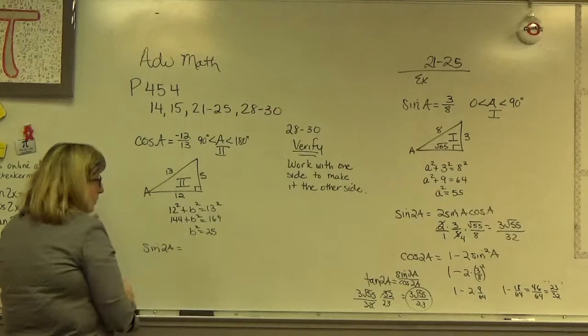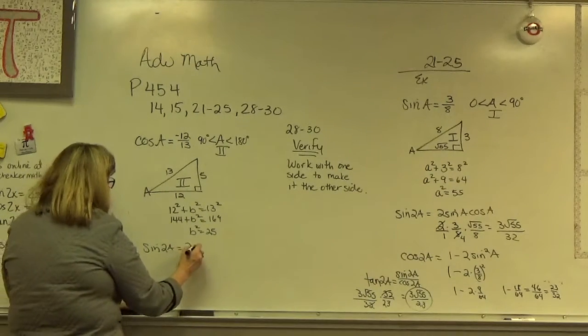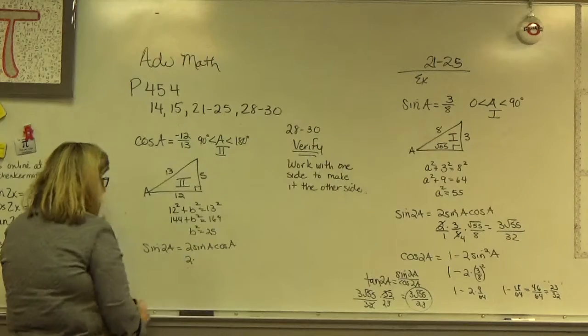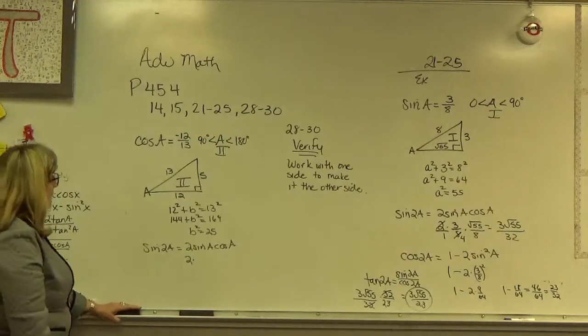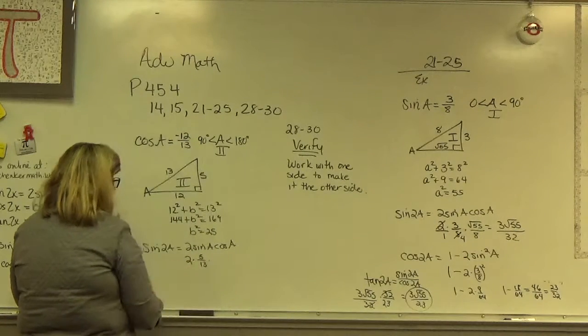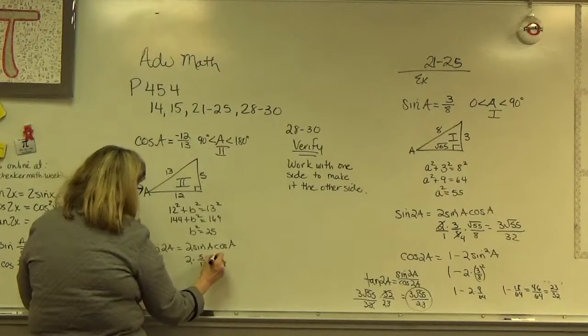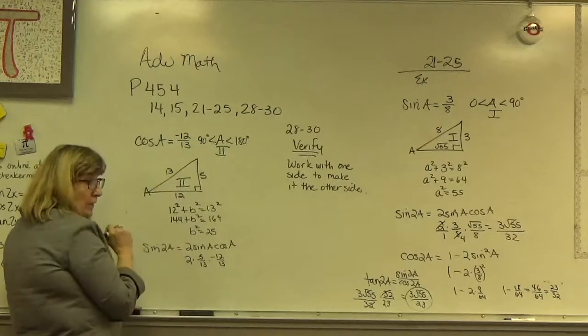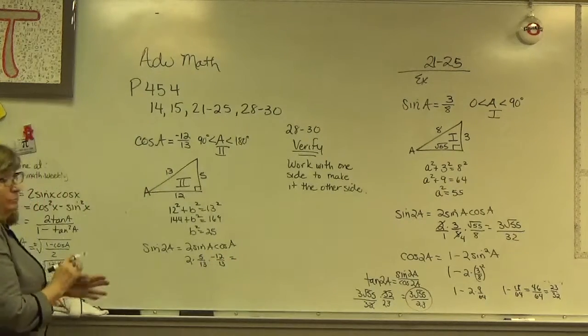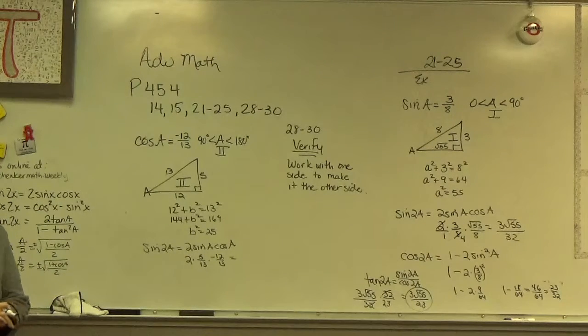What's the formula for sine of a double angle? So 2 times, what's the sine of A? And we're in the second quadrant, so it's positive. Cosine of A. And it's negative because it's in the second quadrant and cosine is negative. Then what do we do? Multiply. So straight across multiplying, what are you guys gonna come up with? Negative 120 over 169.